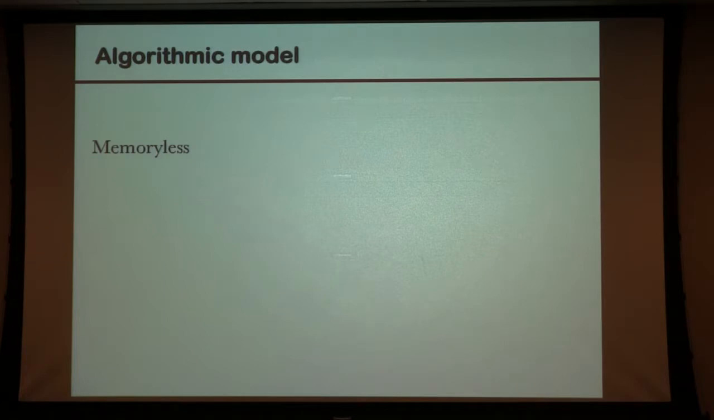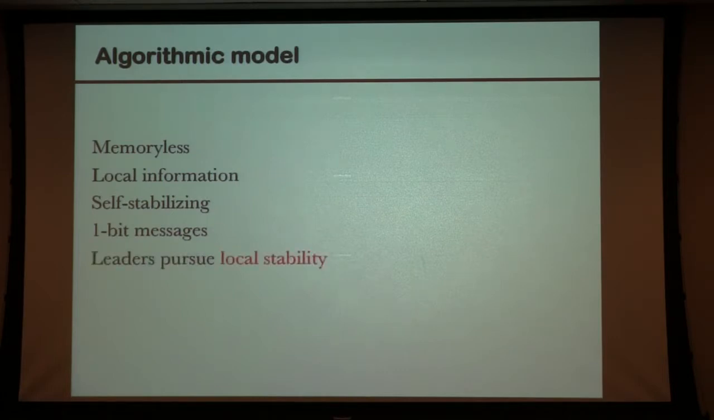And so the algorithm has some properties. It's memoryless, uses only local information, and is self-stabilizing. It makes progress and it never goes back. It always improves the situation. Exchanging only one-bit messages is enough. Leaders pursue local stability, and followers provide the randomization that is needed to explore the state space.